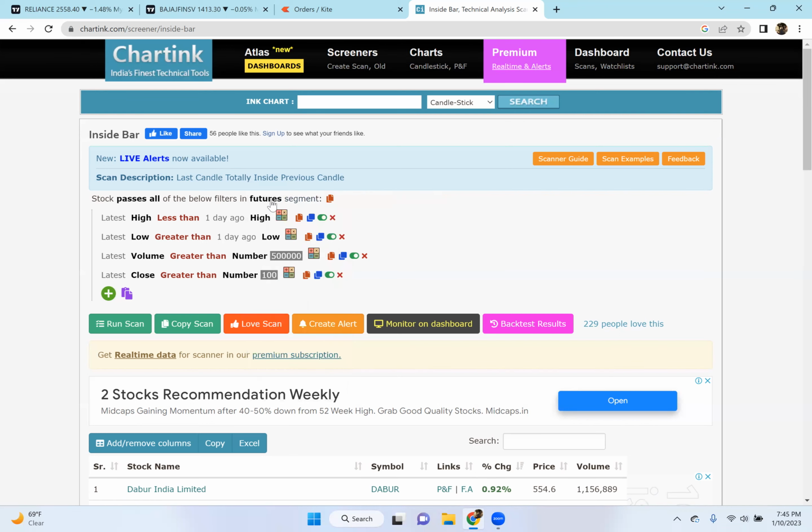So, I can select that. And then this is the logic. The latest high is lower than the 1 day ago high. The latest low is greater than the 1 day ago low. This is what I said.